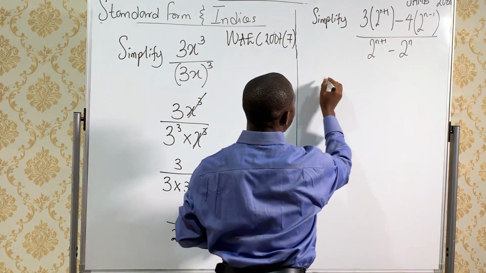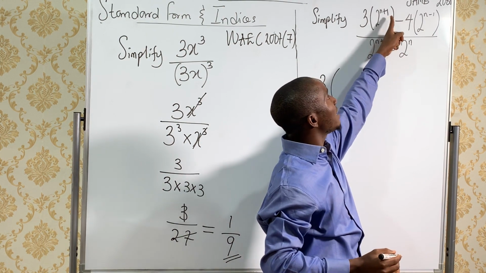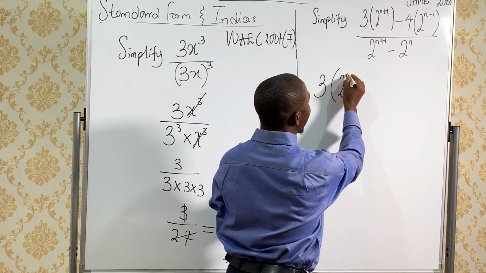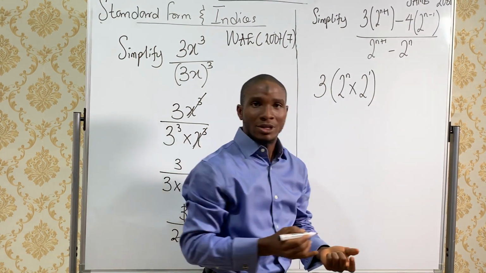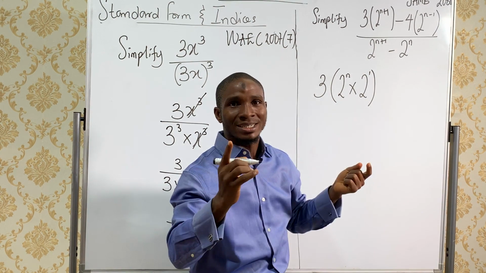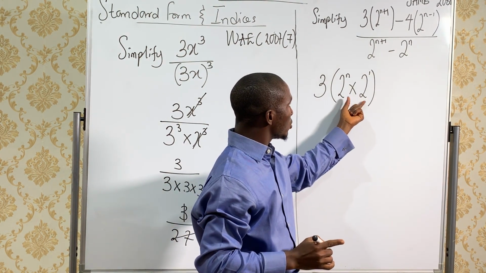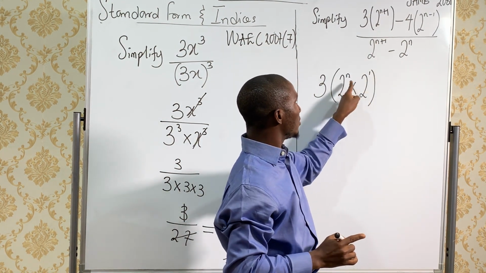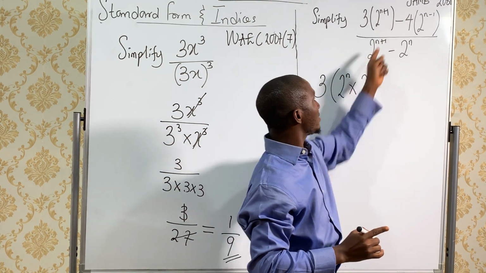We have 3 into bracket. This is 2 raised to the power n plus 1. Can simply be written as 2 raised to the power of n times 2 raised to the power 1, because this is the law of indices. Remember the first law of indices. If you combine these two together, it's going to become 2 raised to the power of n plus 1. So we have split this into this.